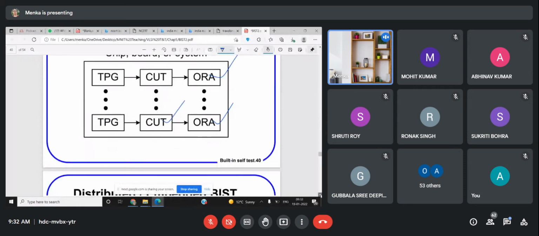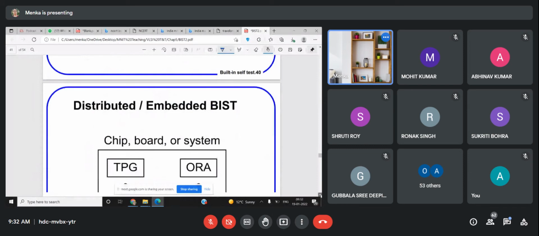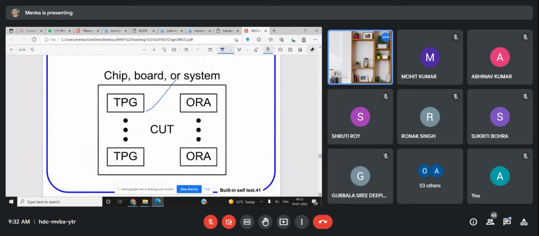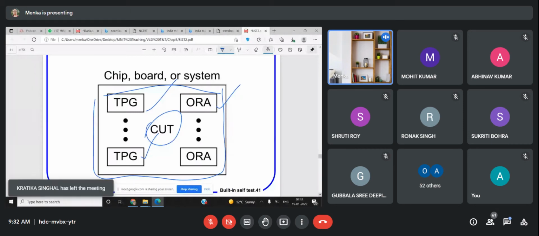Another one is distributed embedded. This is built along with the chip. So the chip is there, and TPG and ORA are all there along with the CUT, on board, along with your chip and your system. So it will be there with the chip for its lifetime. Whenever there is a fault, it will keep checking and monitoring continuously. So this is actually better than the others.